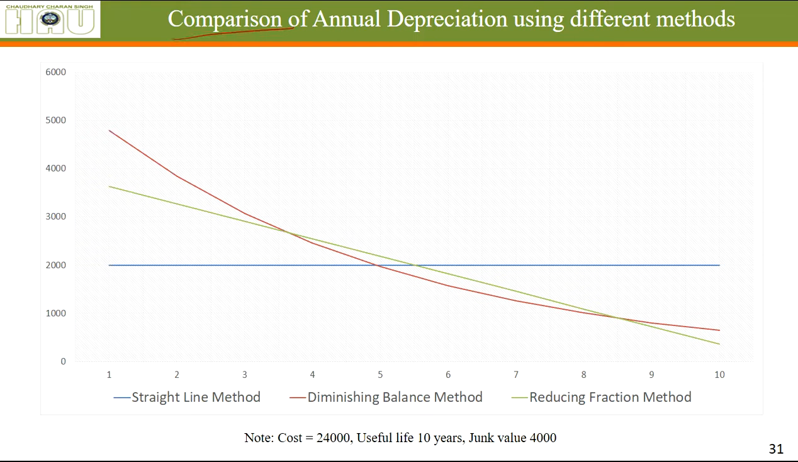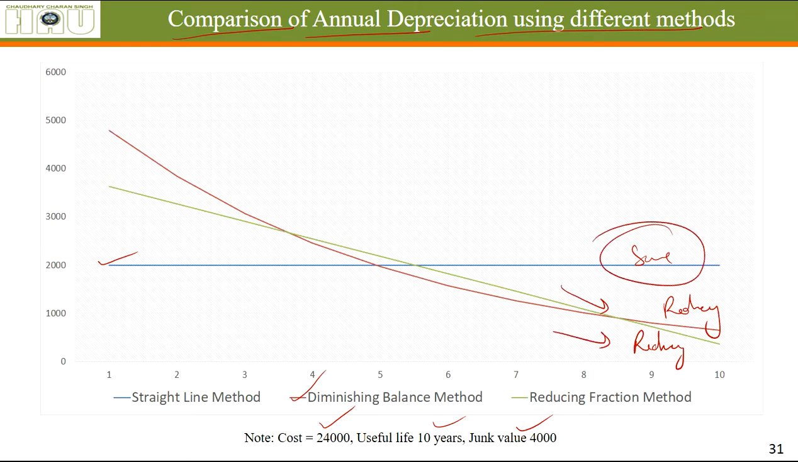If we compare, we have taken the same example for all the different methods, same example, that means same value. The cost was 24,000, useful life was 10 years, junk value was 4,000. Okay, in the straight line method, annual depreciation amount is same. In the diminishing balance method, see how it is reducing. And also in the sum of the years digits method, the amount of depreciation reduces. Generally this method is being used because it is very easy to calculate, and otherwise these methods are a little typical. That's why these are not preferred much.